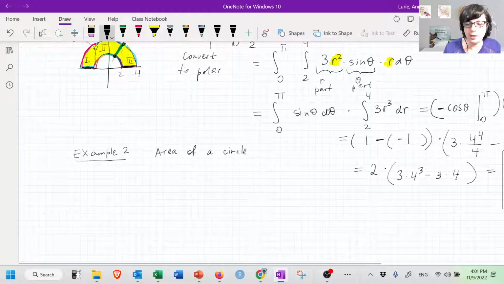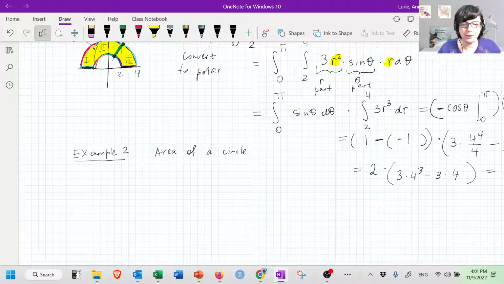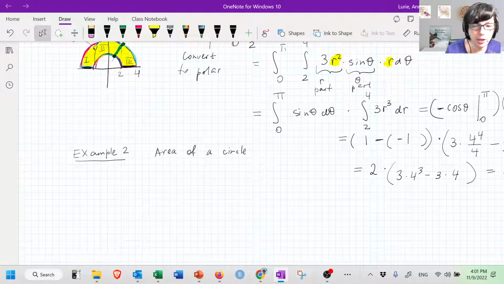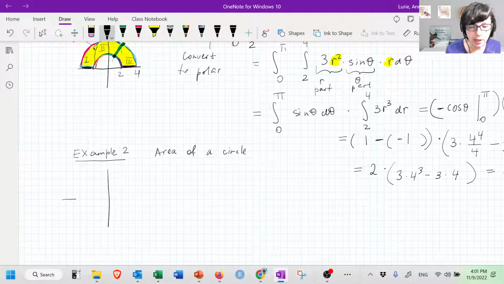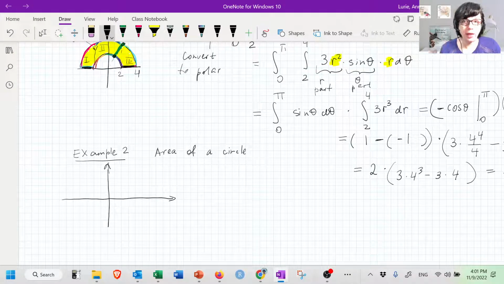Okay, one other thing that I wanted to just briefly show you, and then we're going to look at a couple more examples in the next video, is what happens when we want to compute the area of a circle. So hopefully everybody knows that that's pi r squared. But I can show you that very easily using polar coordinates, because it turns out that if you integrate using polar coordinates over some region, that will give you the area of the region.